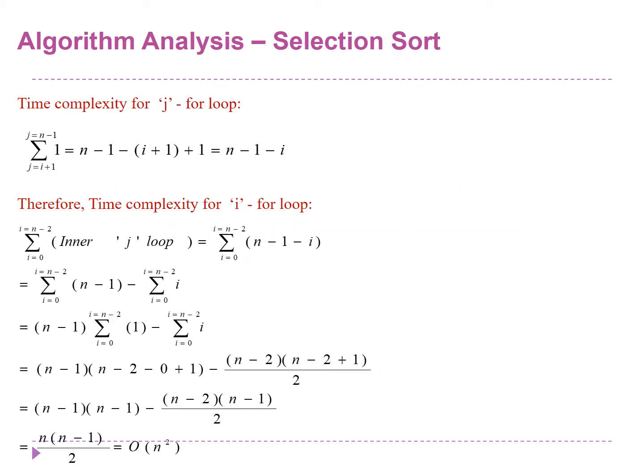Algorithm analysis of selection sort. The for loop limits of the selection sort algorithm become the limits of the summation, and applying the summation formulas, we obtain the time complexity of the selection sort as big O of n squared.